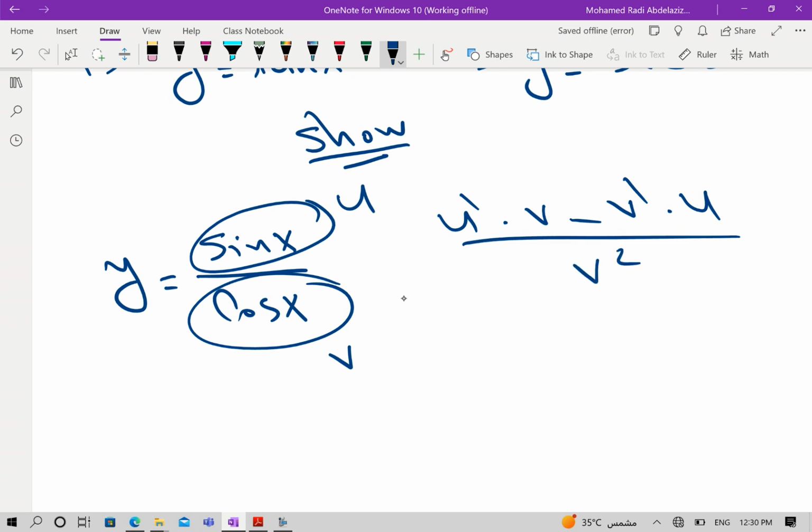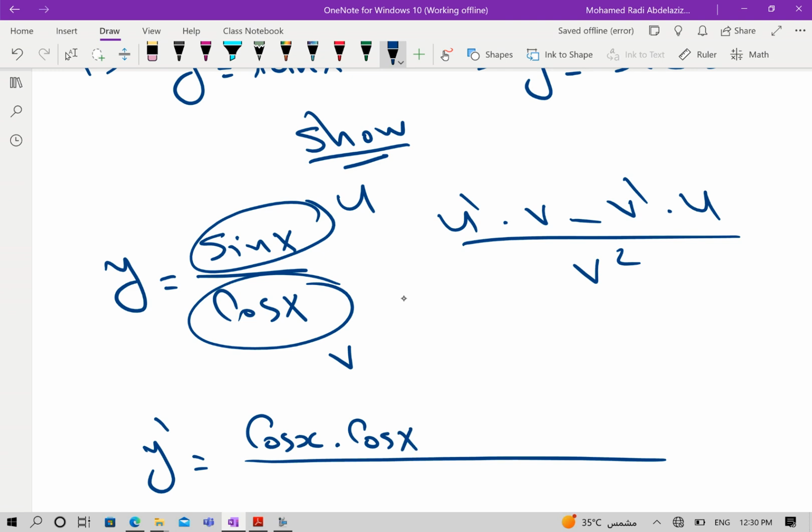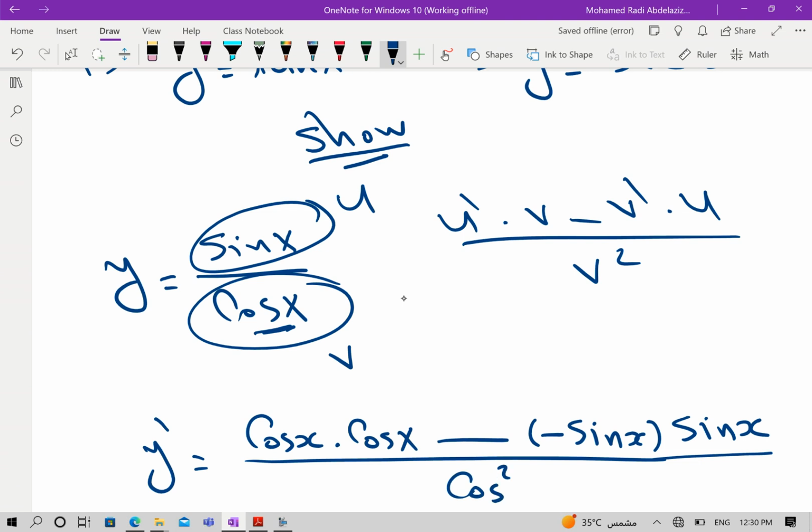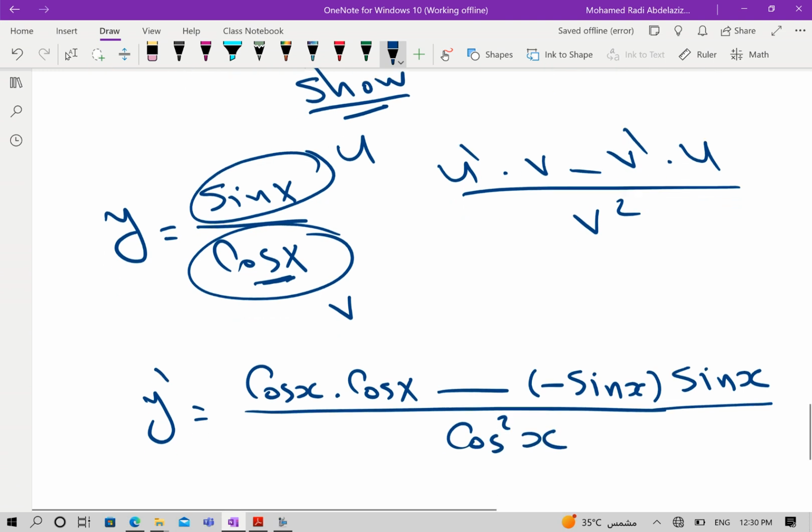We already have differentiation of sine and cosine. So y dash: differentiation of sine is cosine, multiplied by cosine x, minus differentiation of cosine is negative sine, multiplied by sine, divided by cosine squared x. This step is clear.